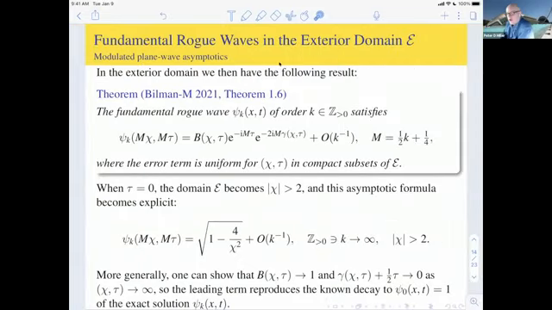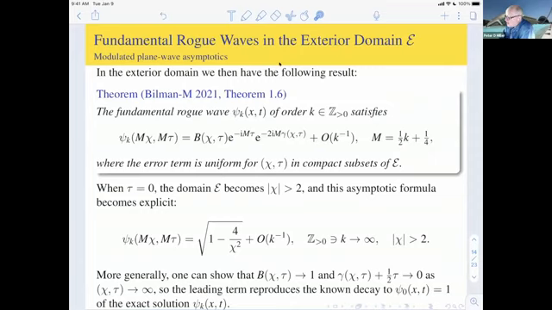So our result on that is the following. So the fundamental rogue wave psi k of order k satisfies that psi k of m chi, m tau is equal to b of chi tau, you will recall that is the imaginary part of this branch point lambda naught of chi tau. So it's something we get from solving this septic equation. It's a positive quantity. It's like an amplitude times exponential minus I m tau, and then exponential minus 2I m gamma, where gamma is that phase that we defined, plus order 1 over k, as m goes to infinity in this sequence here, which corresponds to rogue waves.